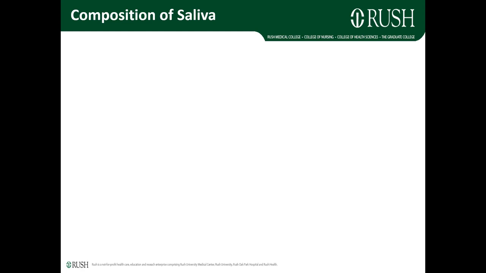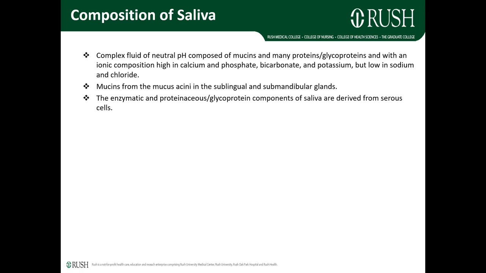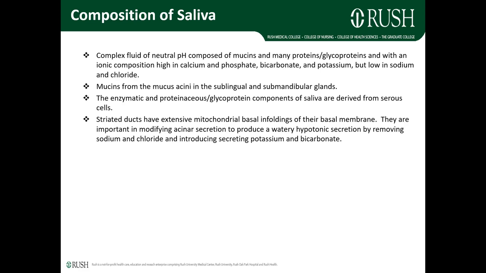We will discuss a little bit about the composition of the saliva. Saliva is a complex fluid with neutral pH that is composed of mucin, proteins, and high calcium, phosphate, and potassium ions, but low levels of sodium and chloride. As seen earlier, mucins and proteins are produced by specific acini. The striations seen in the ducts are infoldings of the basal membrane with mitochondria and function to fashion the saliva composition, which is hypotonic.